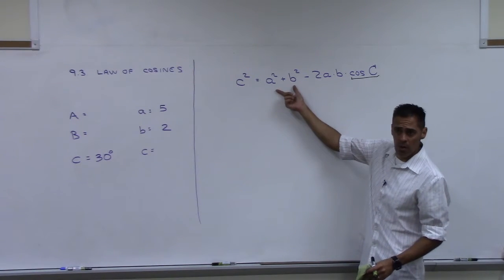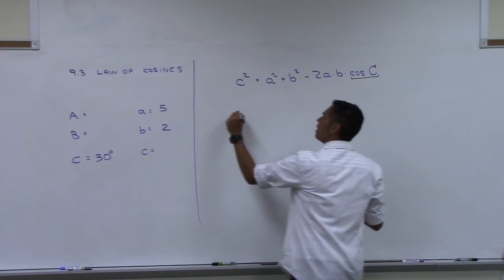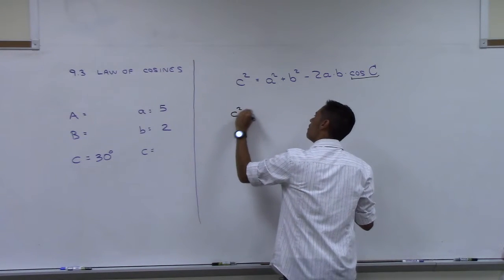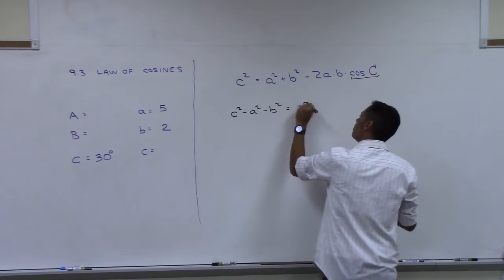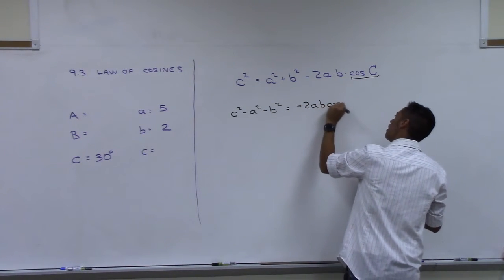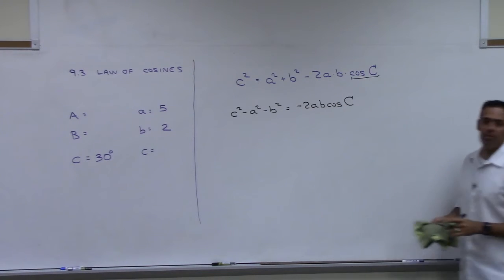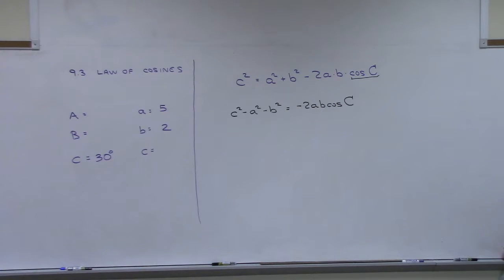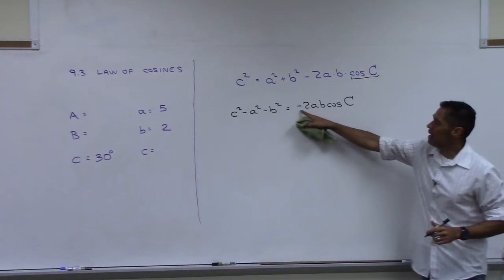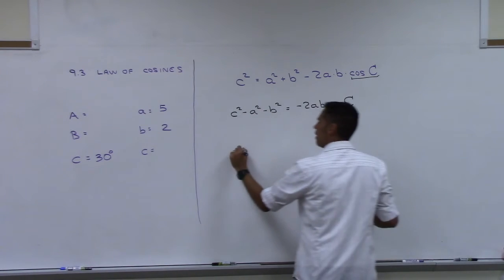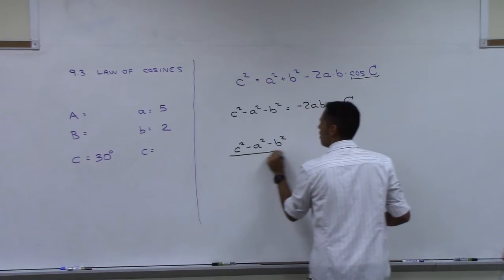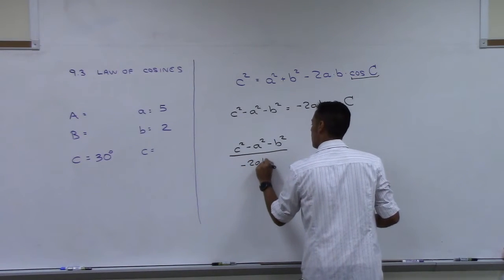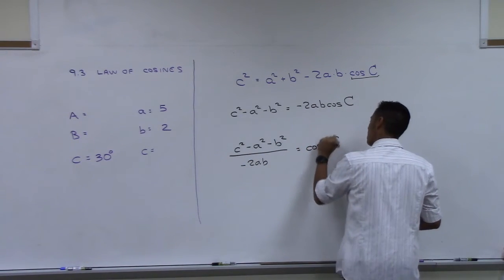Move these two things over, right? So wouldn't this become c squared minus a squared minus b squared equals negative 2ab cosine of capital C? That's what that would become. Now let's divide both sides by negative 2ab. If I take c squared minus a squared minus b squared and divide that by negative 2ab, I would have my cosine C here, wouldn't I?